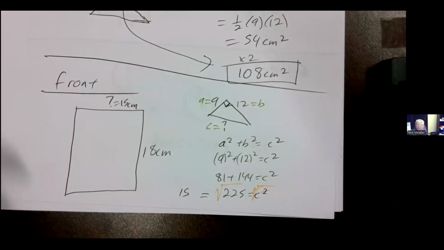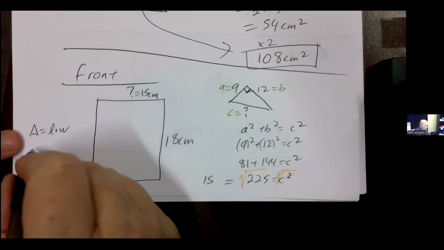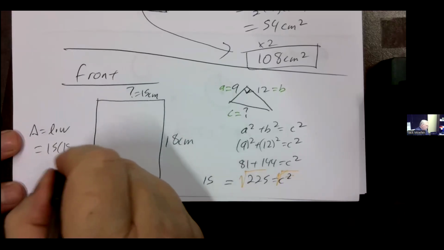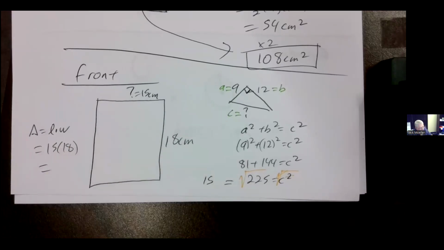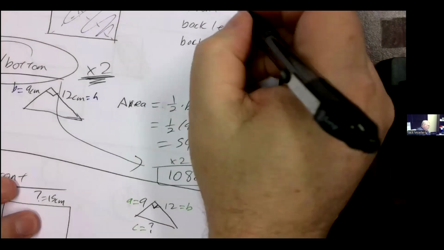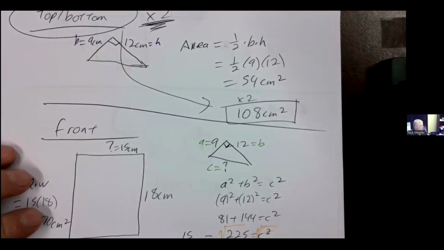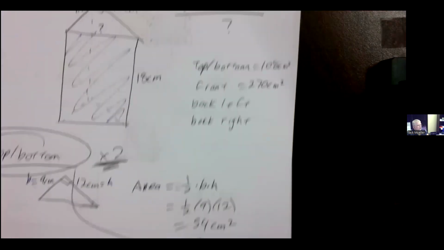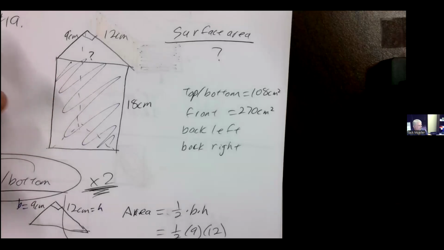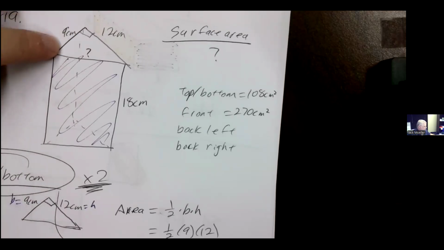So now how do we find the area of the front? This is just a rectangle, so it's length times width. So it's 15 times 18. And what is that? So 270 square centimeters. All right, so we had to do a little bit of work there just to get the area of the front. So that is 3 of the sides. We got 2 more. So let's do this back left.